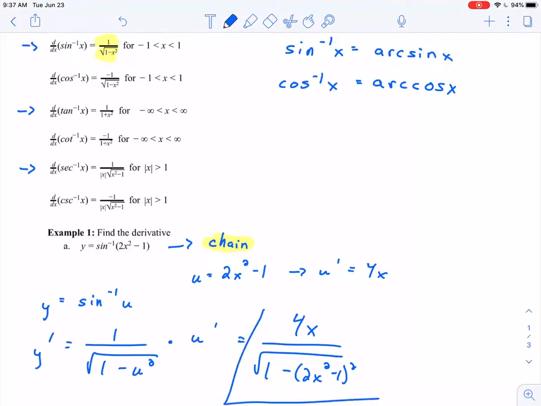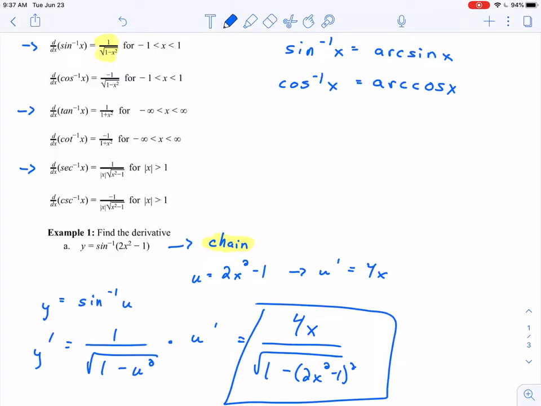Here's my derivative. And I don't need you to worry about simplifying this denominator at all. Sure, you might see some interesting things happen, but for these types of problems in particular, especially because I don't stress derivatives of inverse trig functions, I don't think I'm going to be asking you to simplify these very much, if at all, at the end of these derivative problems.